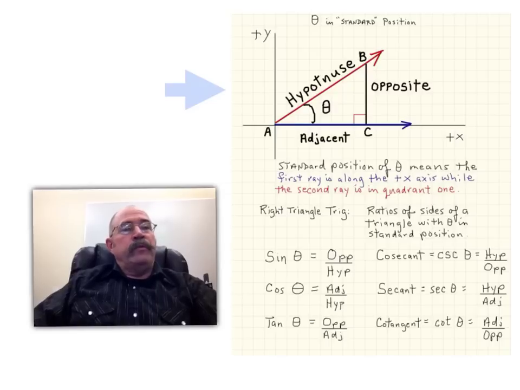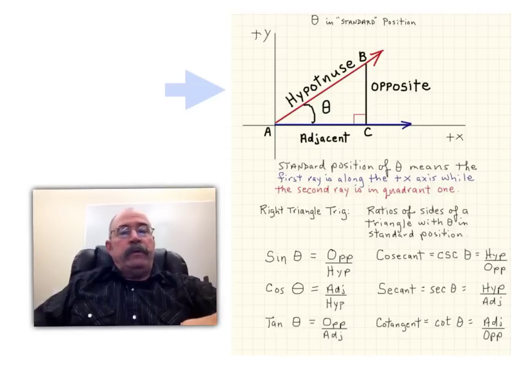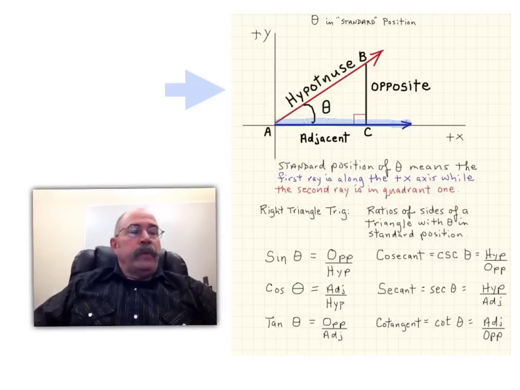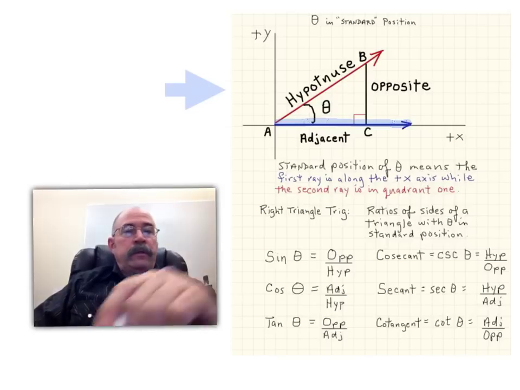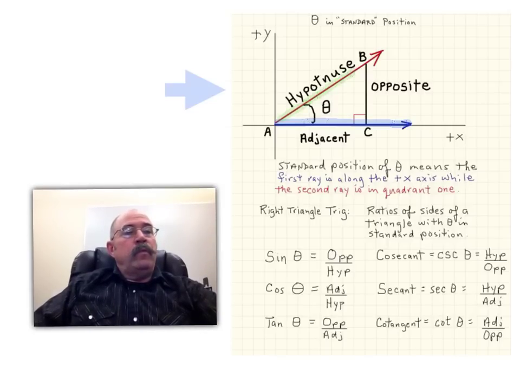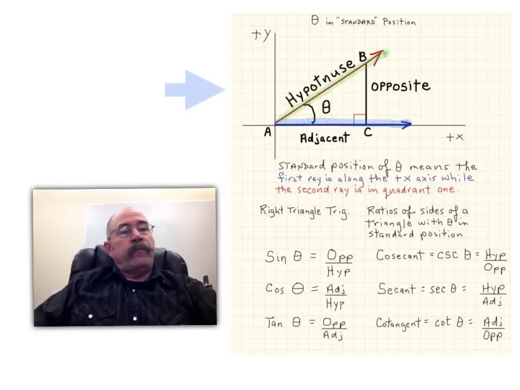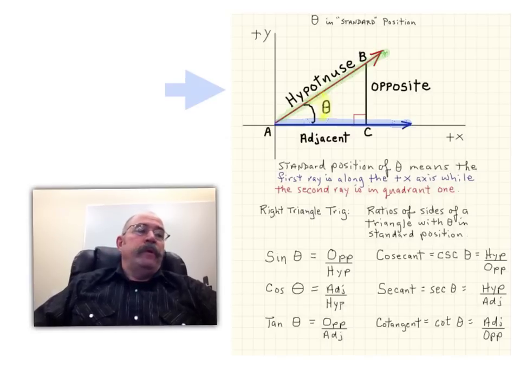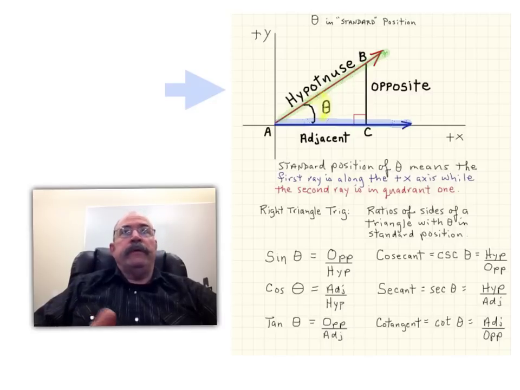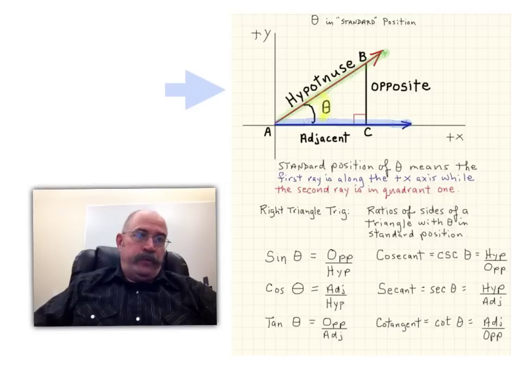Alright, standard position. When we talk about standard position, what we're talking about is that we have one ray along the positive x-axis and another one in quadrant 1, and the angle between them is theta. So that's standard position. Now we're going to assume, unless we say differently, that all of the triangles we deal with are in standard position.